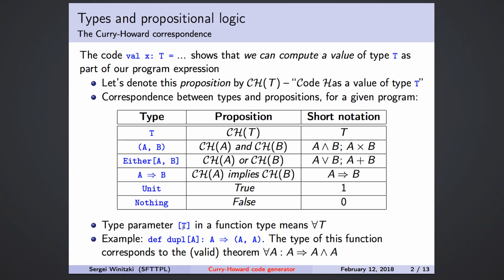Now in Scala you also can have type parameters. Now type parameters in logic means that something is true for any type t. So for any proposition t, some formula is true.